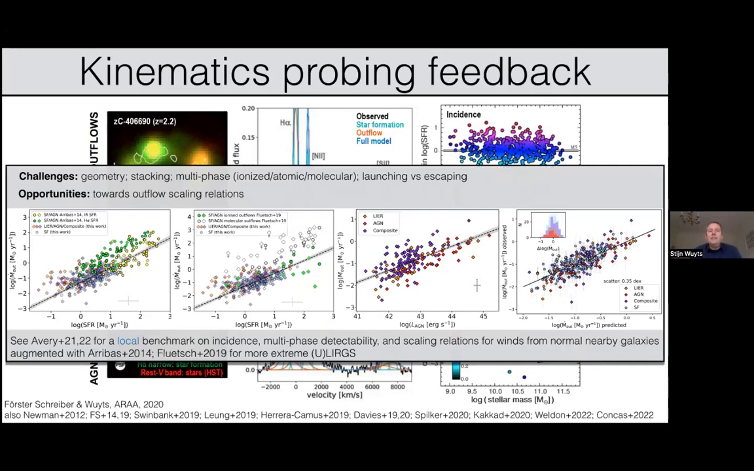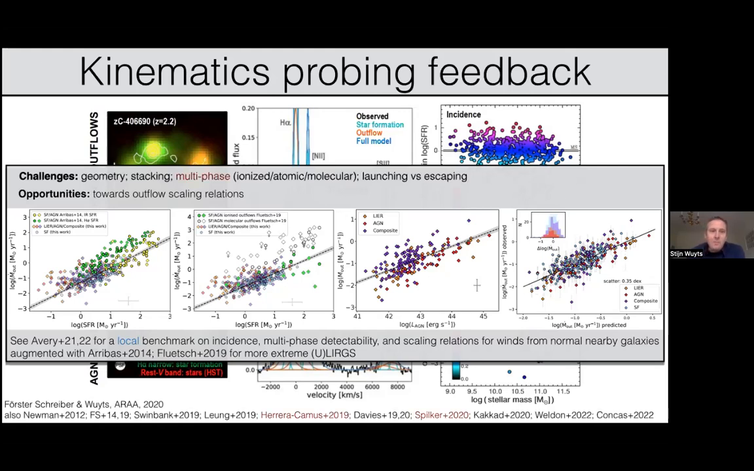Now, increasingly, this kind of study is moving from a characterization of the incidence of outflows to establishing scaling relations, outflow scaling relations that parameterize the strength of the outflows, mass flow rates, and velocities as a function of the drivers, the star formation rate, AGN luminosity, and other internal galaxy properties, the galaxy mass and size. And there are local benchmarks that already do this for larger samples on an individual object basis for nearby galaxies where the winds are much more gentle and often not escaping, but in the form of a fountain.